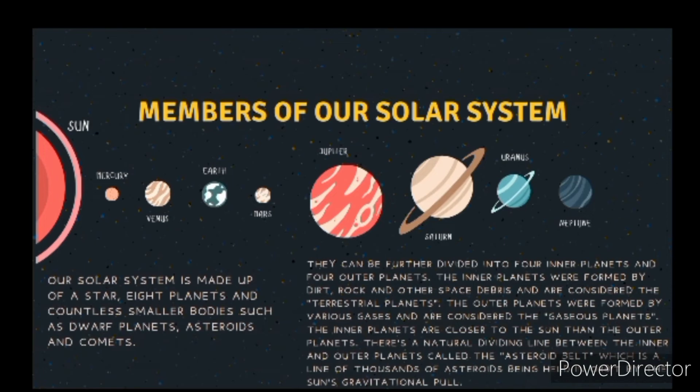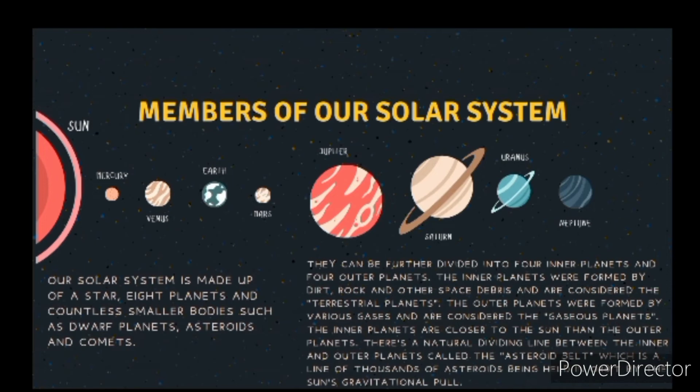Now, the inner planets were formed by dirt, rocks, and other space debris. You understand? And they are considered the terrestrial planets. Now, the outer planets were formed by various gases, and so they are known as the gaseous planets. So the inner planets are known as terrestrial planets, while the outer planets are known as what? Gaseous planets. Now, the inner planets are closer to the sun than the outer planets. That's why they are called inner. So they are closer to the sun than the outer planets.